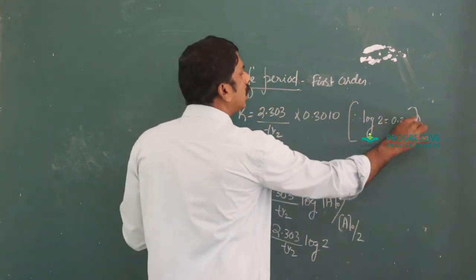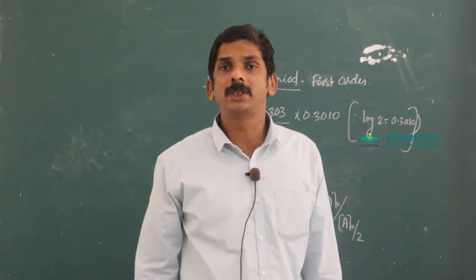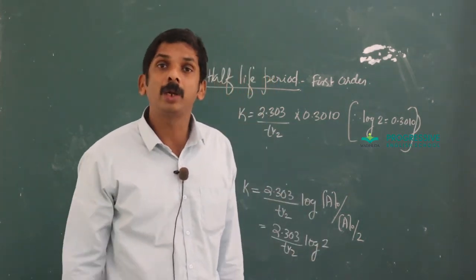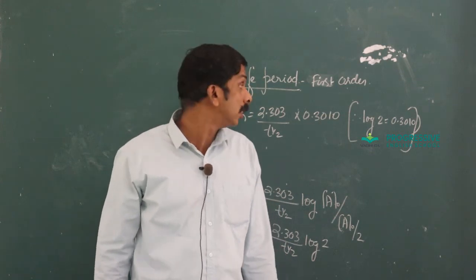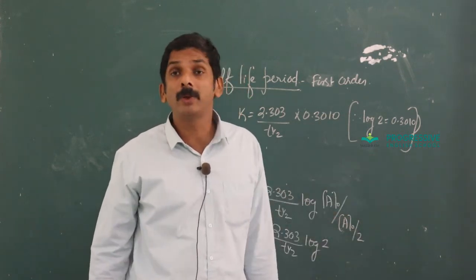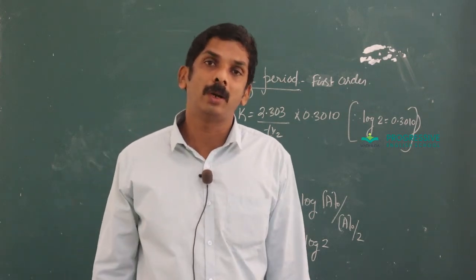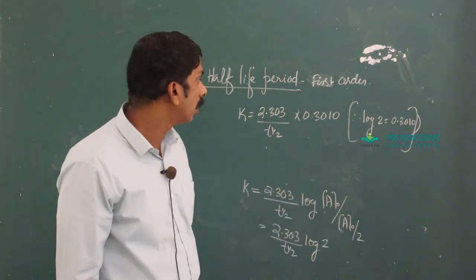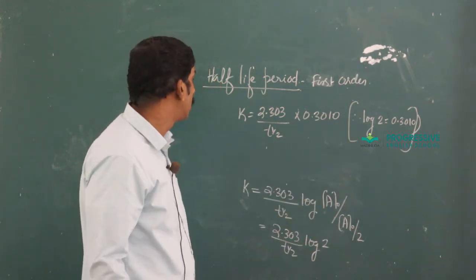At least you have to study the values of some logs. Log 2 equal to 0.3010. Log 10 equal to 1. Log 3 equal to 0.4771. Log 4 equal to 0.6021, like that. Otherwise, it is provided in the questions.